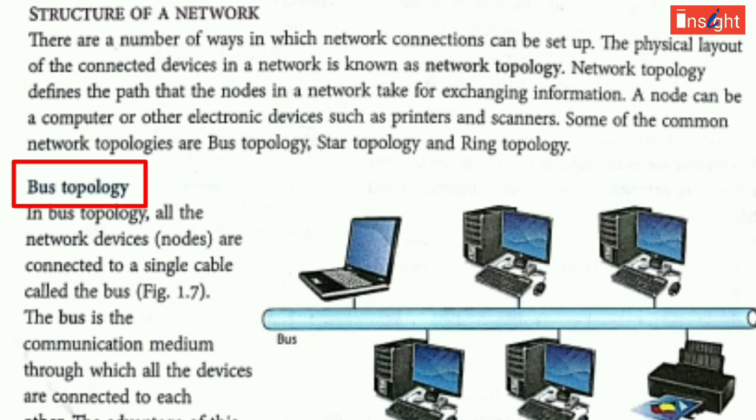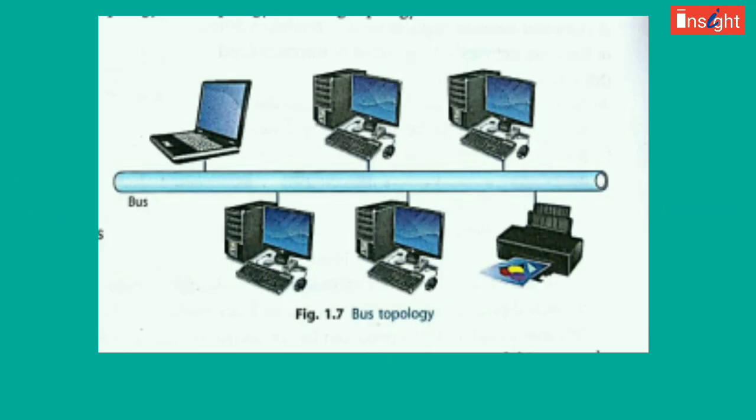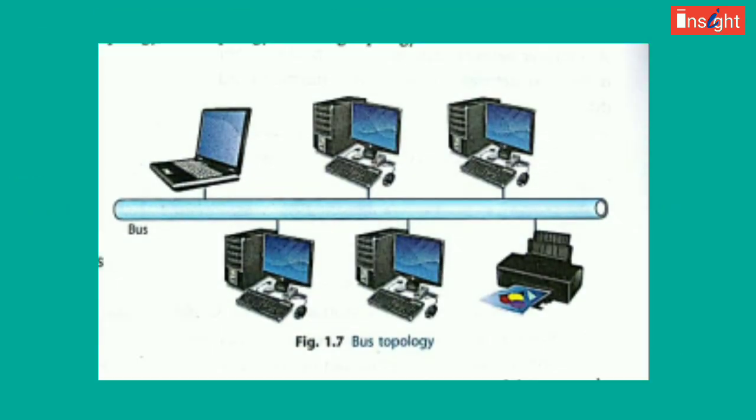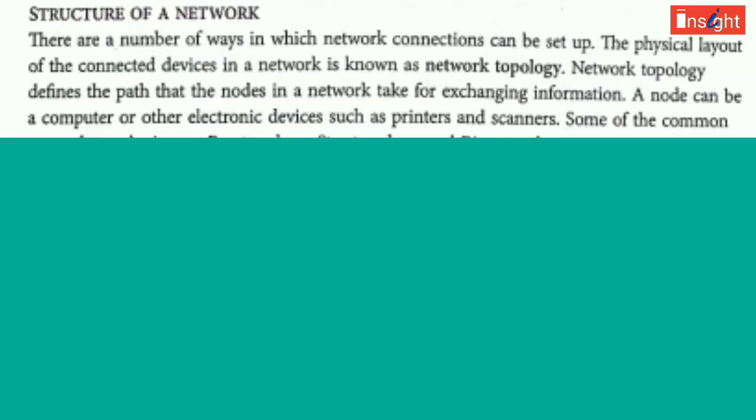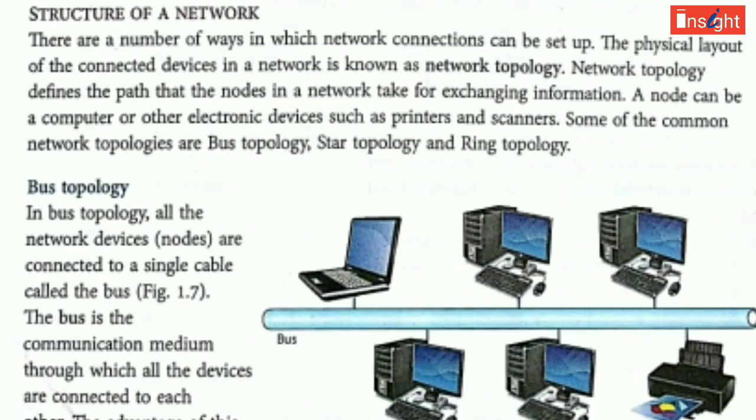Bus topology. In the figure you can see all the nodes, that means all the devices are connected to a single cable, that is called bus. So in the bus topology, all the network devices are connected to a single cable called the bus. The bus is the communication medium through which all the devices are connected to each other. Now we'll see advantage and disadvantage of this network.